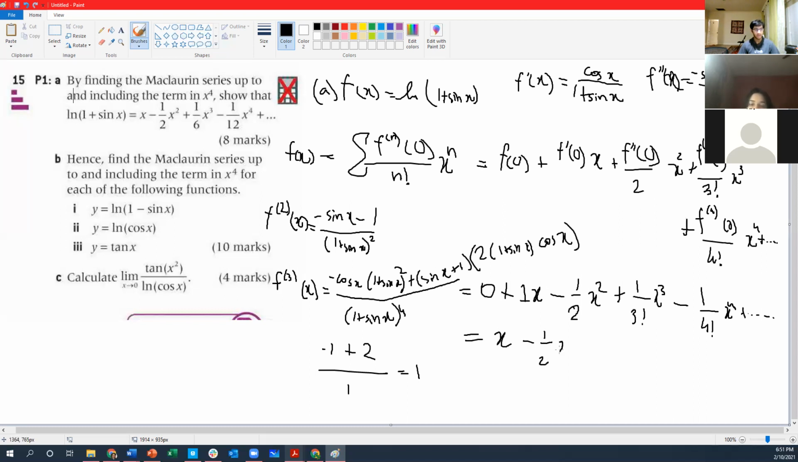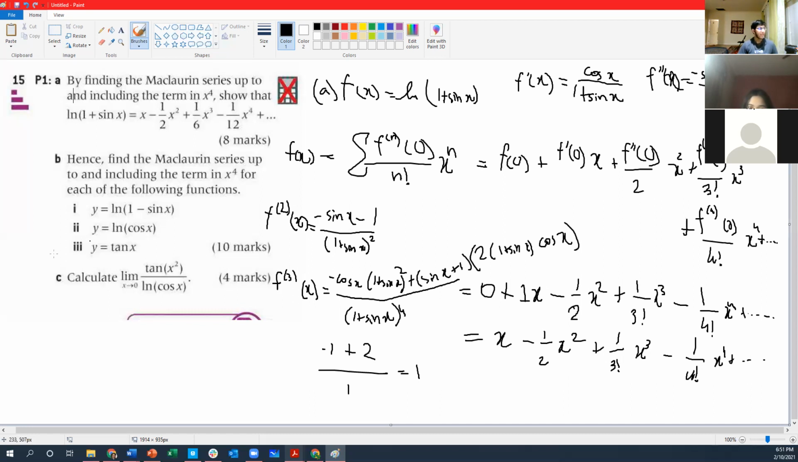Now you can write it like this. Oh, that should be a square. You can still write 3 factorial. You don't need to write out the actual values of the factorials. X to the 4th plus ... Okay, so that's part A.